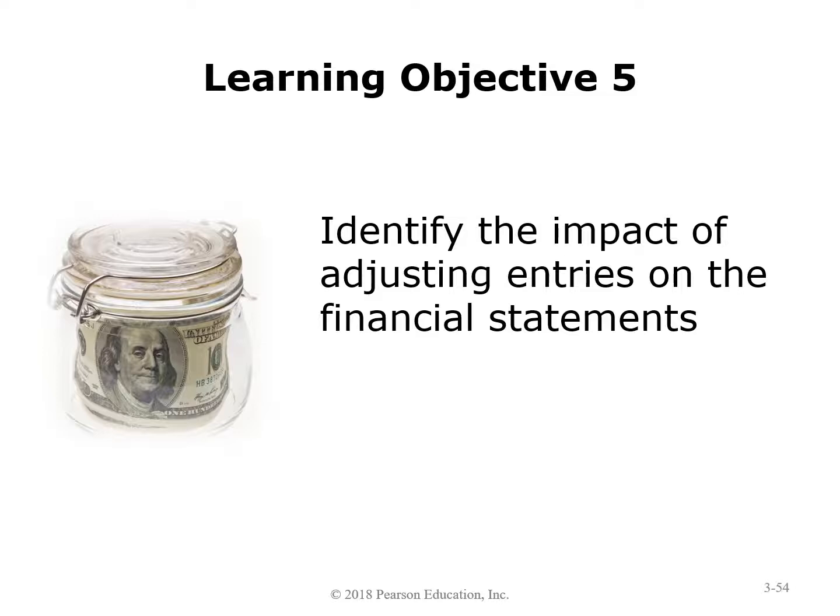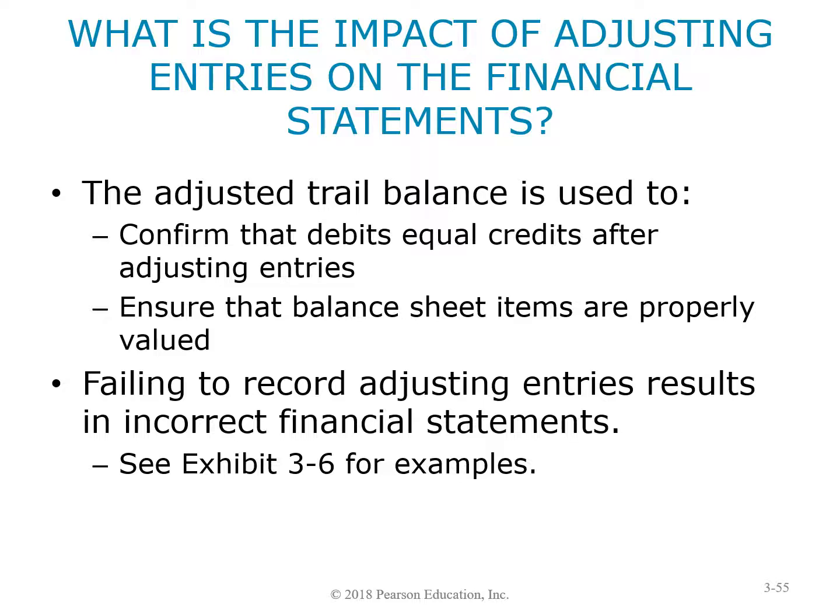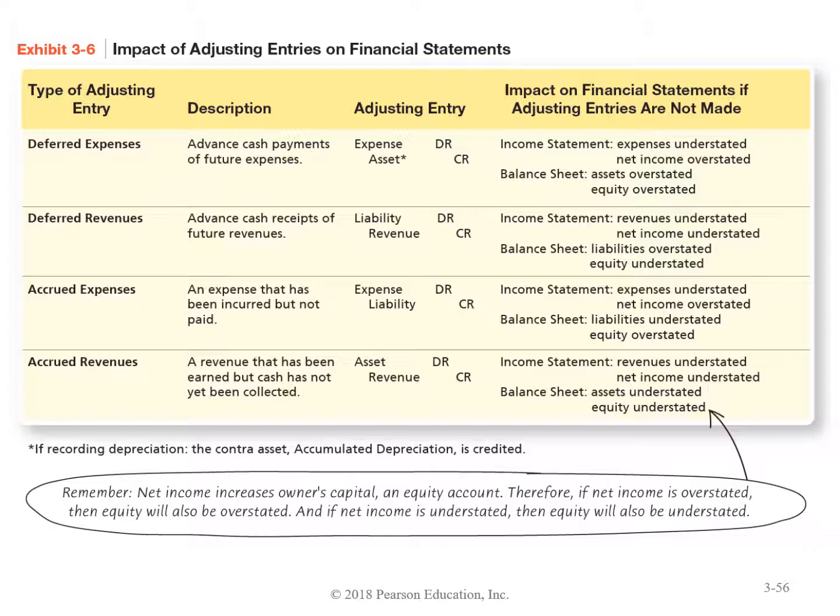All right, the impact of adjusting entries on the financial statements. So if we didn't record adjusting entries, our financial statements would be incorrect. We would be missing information. We might have expenses that should be there, but they weren't. We might have unearned revenue that should have been earned. And this is a good table that will explain what will happen if you leave off an adjusting entry.